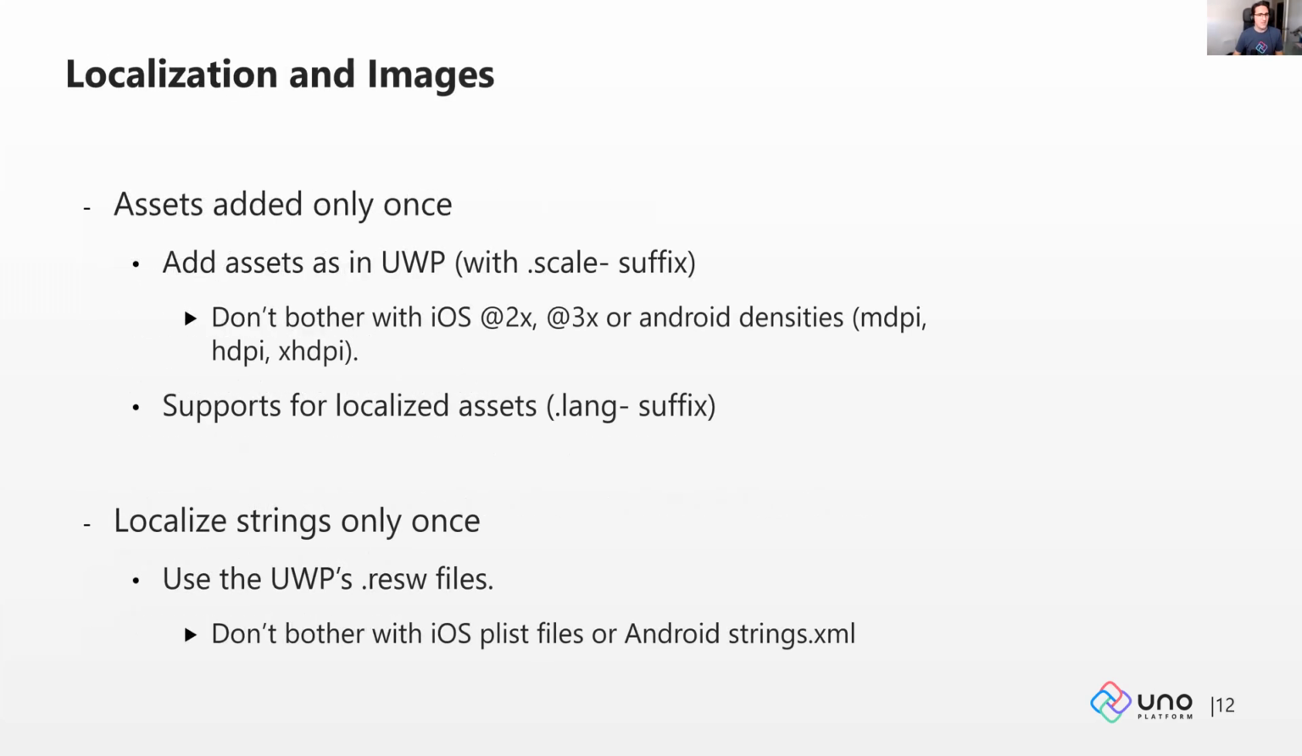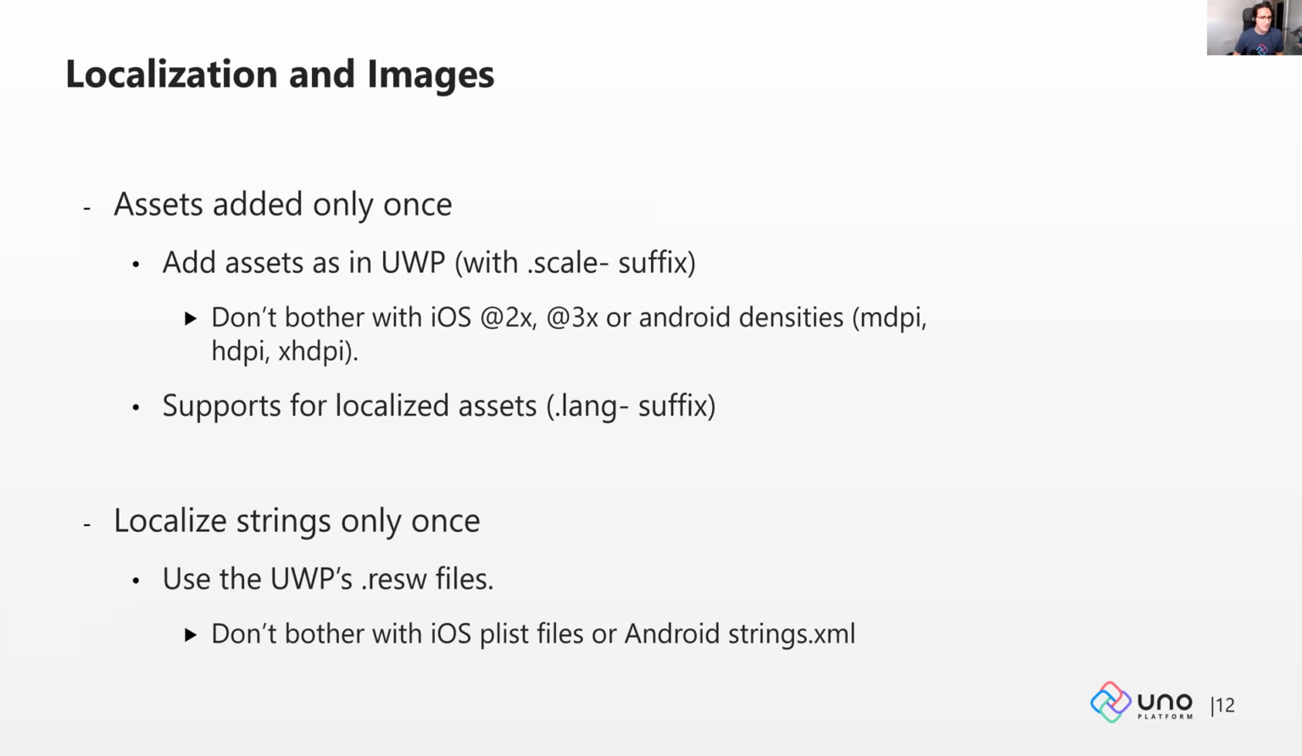We also support localization in images. The idea is that you only add an asset once. So let's say you have assets with the scale suffix, for instance 100, 200, 400, and things like that. Those assets are automatically translated over to what the native platform supports. That means that you don't have to handle that explicitly. We also support localized assets with lang support. So if you have specifics for your language, you can handle that properly.